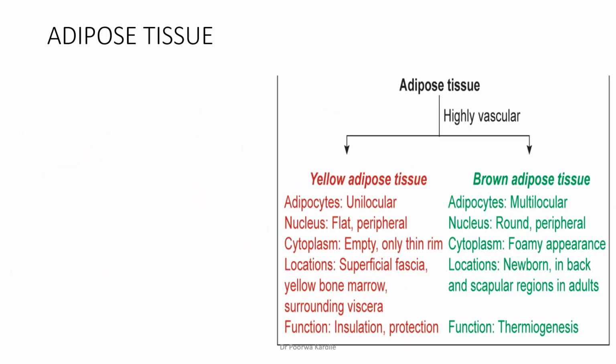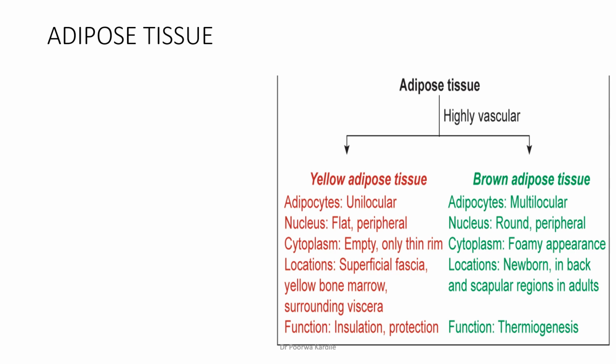Adipose tissue is a specialized variety of connective tissue, and it is highly vascular, and there are two varieties of adipose tissue. Unilocular or yellow adipose tissue is commonly seen even in adults, and here the nucleus is flat towards the periphery. There is a thin rim of cytoplasm, and there is typical signet ring appearance of the adipocyte. It is mainly located in the superficial fascia and yellow bone marrow, and its function is protection.